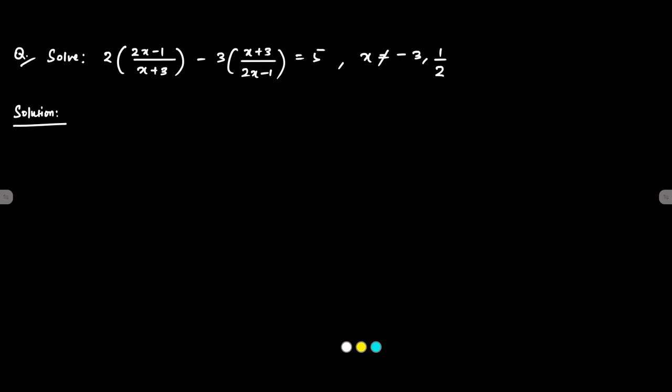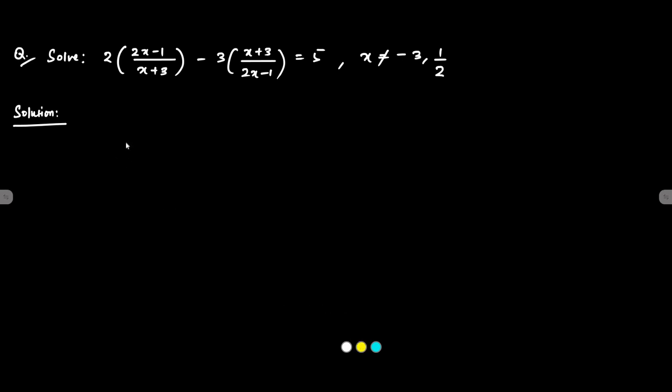Here is another question on solving quadratic equations through factorization method. Here the equation is given: 2 into 2x minus 1 by x plus 3 minus 3 into x plus 3 by 2x minus 1 is equal to 5, with x not being equal to minus 3 or 1 by 2. So here we'll write the equation first.